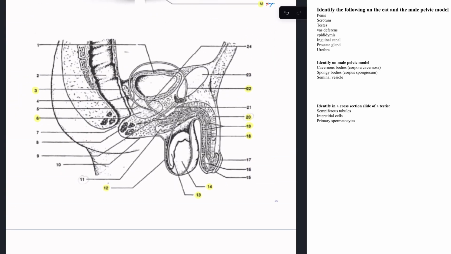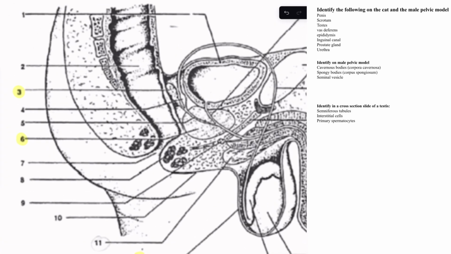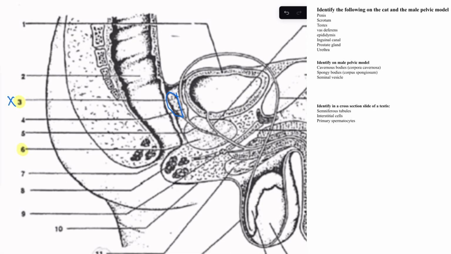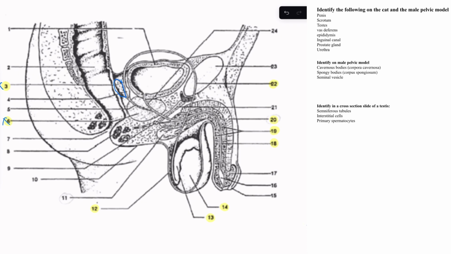Cool. Okay, going over the second model, let's identify the ones that are highlighted. So going over number 3 first. Number 3 is called the seminal vesicle. So it's this structure right here. That right there is the seminal vesicle. Going over number 6 right here. This structure right here is called the prostate gland.